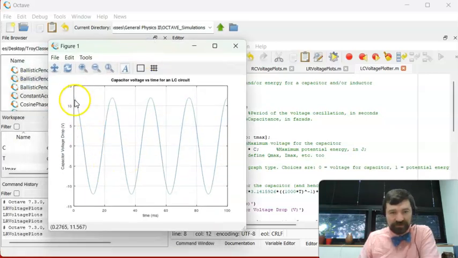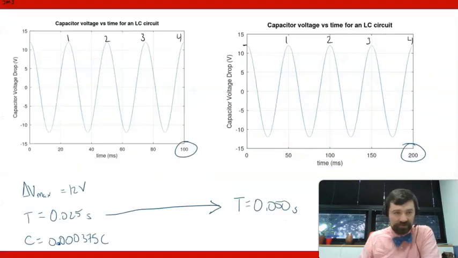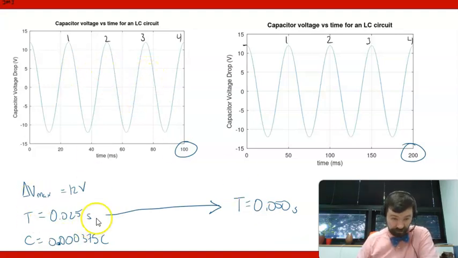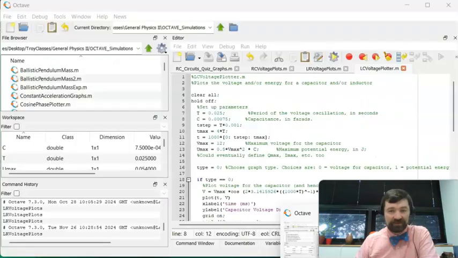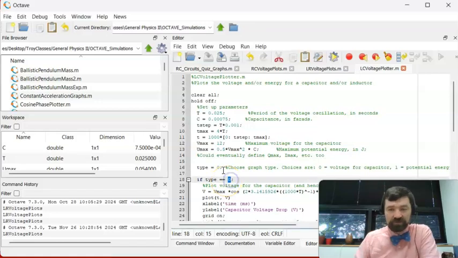Okay, notice that the capacitor voltage versus time graph is unchanged compared to what happened when we doubled the period, or compared to what we had before we doubled the capacitance. However, if we look at other things like the energy graph, so let's change this to charge stored maybe, or potential energy. We'll do potential energy here. Potential energy should be different.